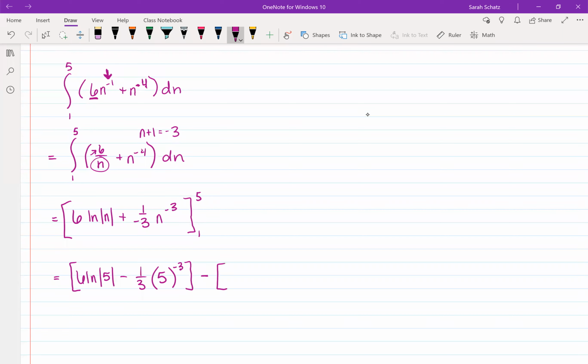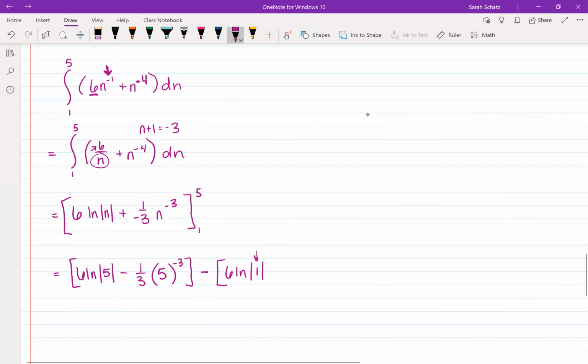So here we go. Let's put a 1 in everywhere. So I have 6 times the natural log of the absolute value of 1. So again, 1 is already positive, so in the next line, you can drop the absolute values. Think about where they would be important, though. What if my lower bound was -1? Well, then I would put it in here and it would become a +1. But it is already positive, so I don't have to worry about that. Then here we're going to have -1/3 times 1 to the -3.